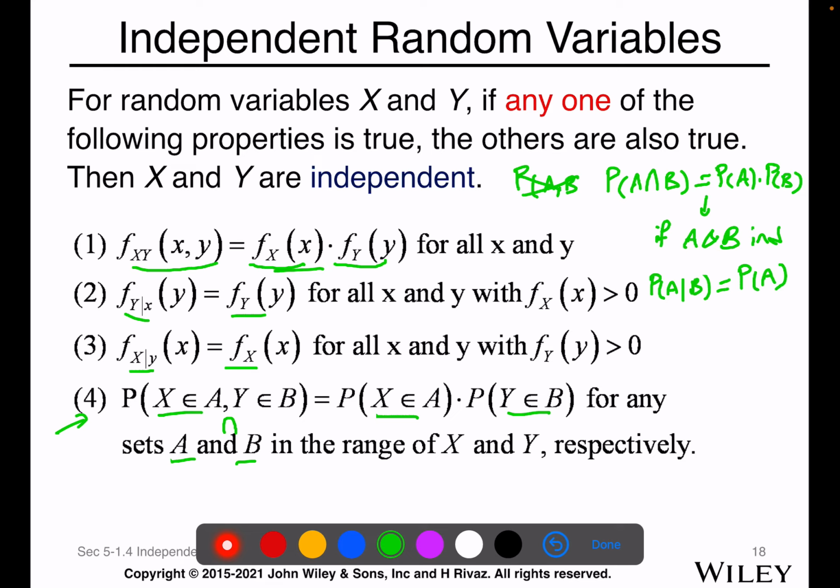Could it be that it says any sets A and B? Exactly. You have to check all the sets possible. Yeah, you're right, Mike. So it basically says that for any sets A and B, and we can't really check all the sets. There are so many sets that we can define. So because of that, it's really hard to prove independence with the fourth property. Usually, for the PDFs, the first one is the easiest one.